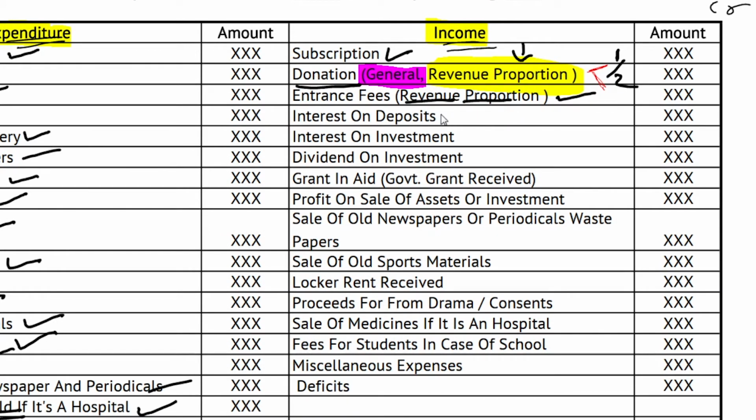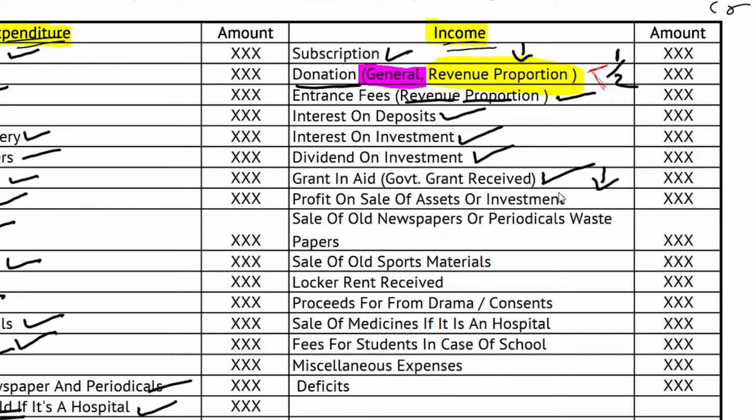Next is interest on deposits. If you deposit your money in a bank or somewhere and you are getting interest for that, we'll be recording it on the income side. Next is interest on investment. Again it is interest, so it's income. Next is dividend on investment. If you are getting dividend for your investment, it is just like interest, so you'll be recording it on the income side. Next is grants in aid. If the government is providing some grants, that is considered an income, so we'll be recording it in income.